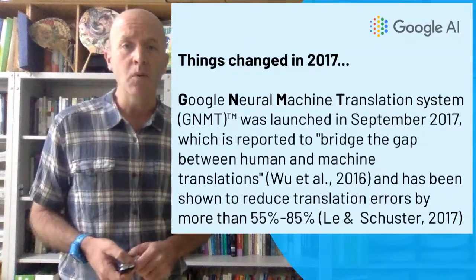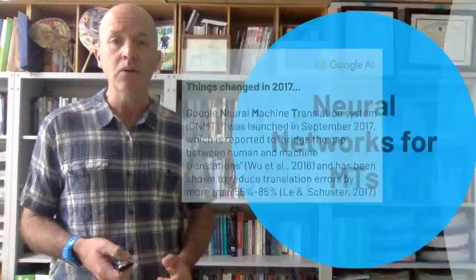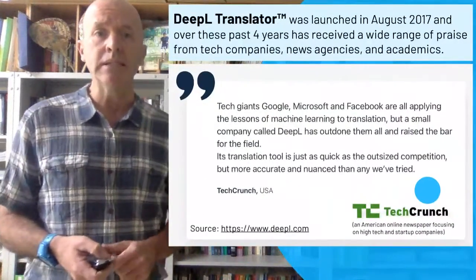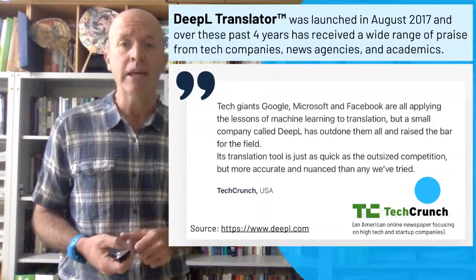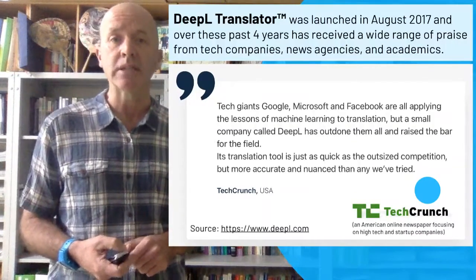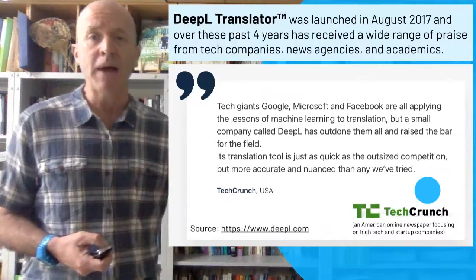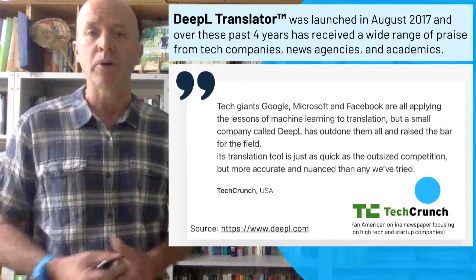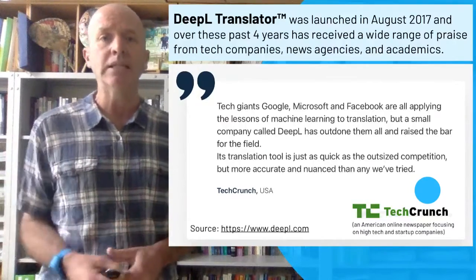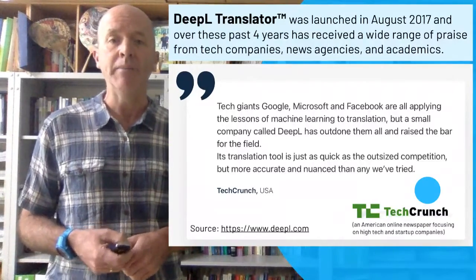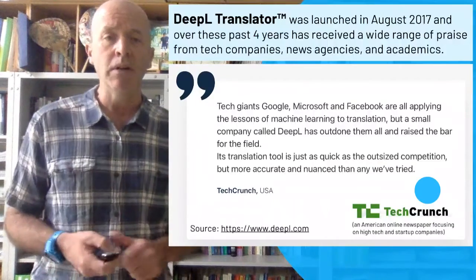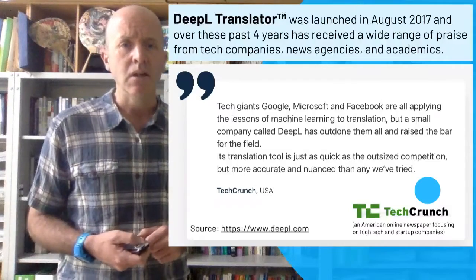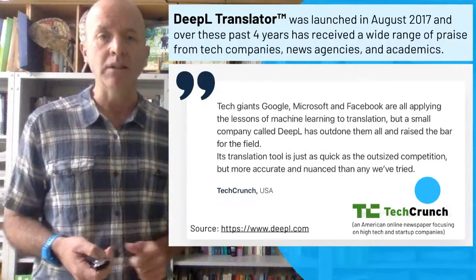The one that I will frequently use is actually not Google, but something called DeepL. And DeepL really was launched about the same time as Google's Neuro Machine Translator. And over these past 4 years, DeepL has really received a wide range of praise from tech companies, news agencies, and academics. And here's one example from TechCrunch, which is a newspaper on technology.